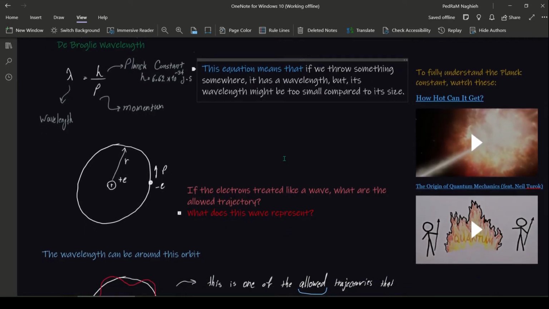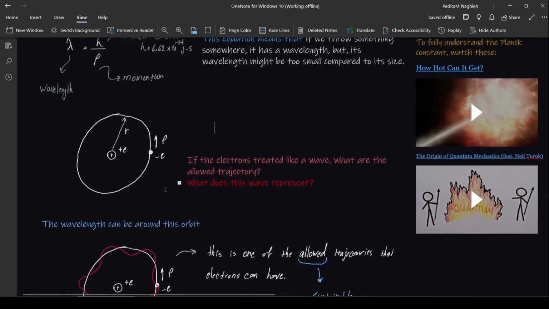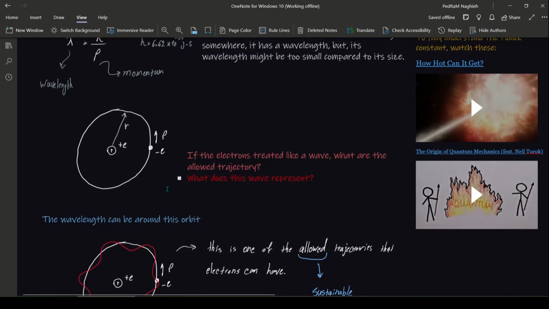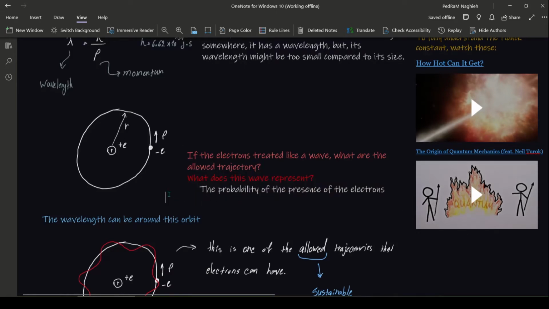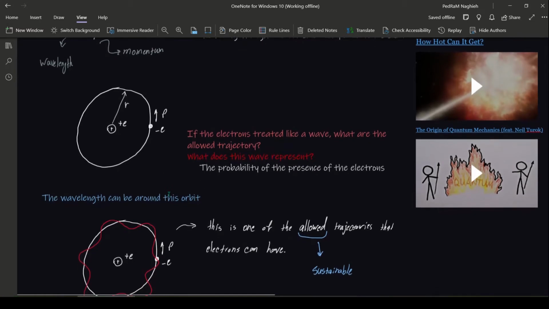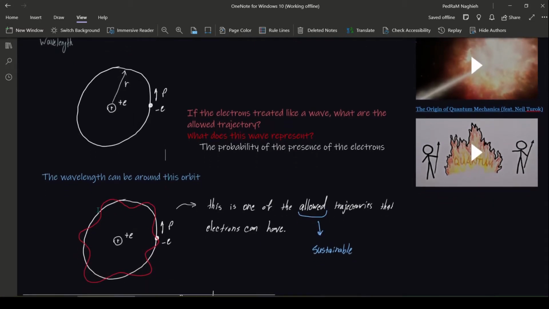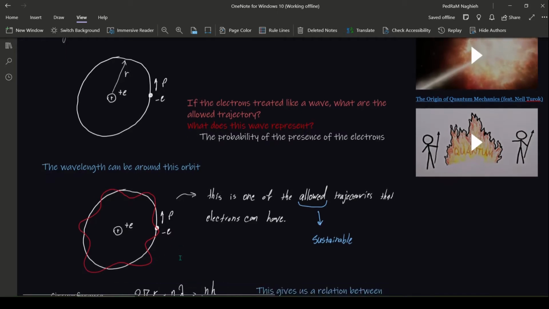If the electrons are treated like a wave, what are the allowed trajectories? What does this wave represent? By the way, I show the question like this. I give you 1 second to pause the video and think about it, and after that we will see the answer. Alright. These wavelengths show the probability of presence of the electrons. So we have a wavelength that will show us the probability of the presence of the electrons.